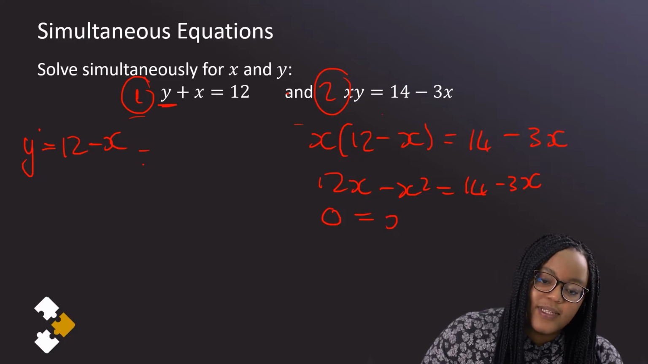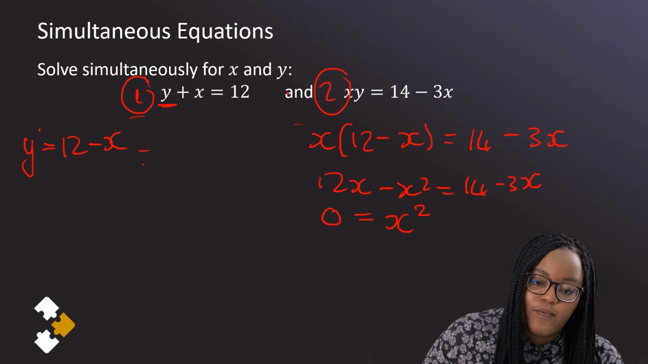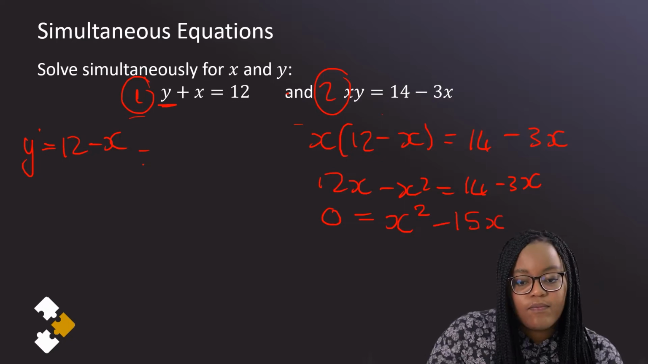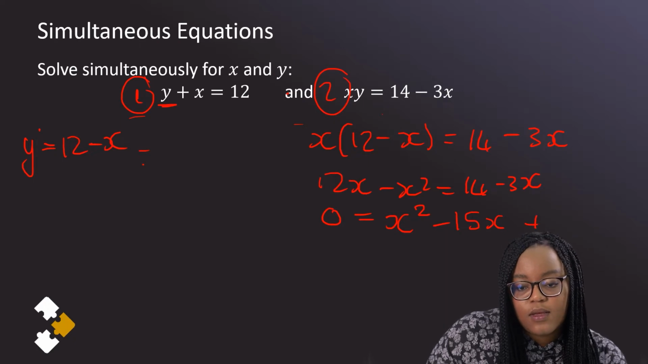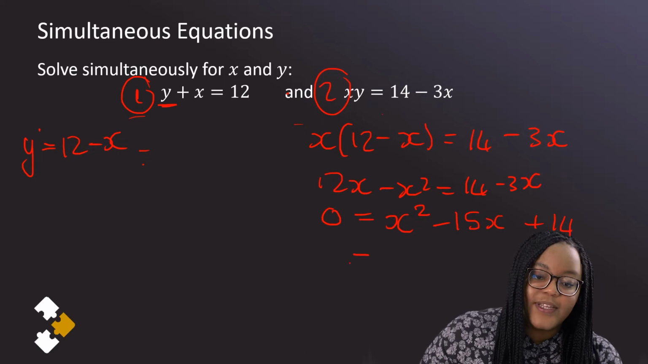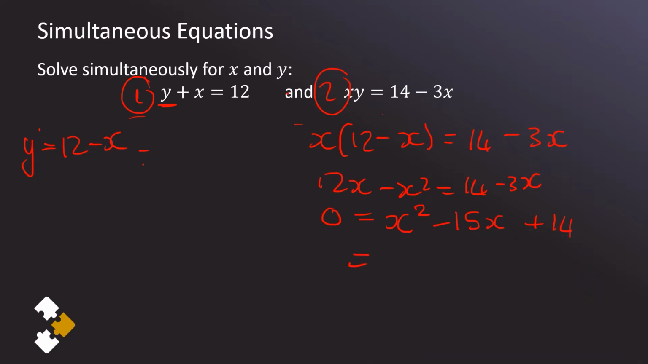So the final answer is going to be x squared minus 15x plus 14. Okay, we're going to factorize for this, and our final answer is going to be x minus 14, x minus 1. Therefore, x is going to be equal to 14, and x is going to be equal to 1. Now we know our x values.